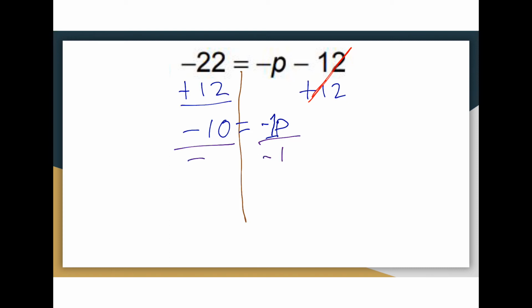What you do to one side, I do to the other side, divide by negative 1. And negative 10 divided by negative 1 is going to give me a positive 10. And a negative p divided by a negative 1 gives me just a positive p. So 10 equals p. So remember, if there's a variable with no number in front of it, that's actually an invisible 1 that's in front of it. And then you can just divide it like normal.